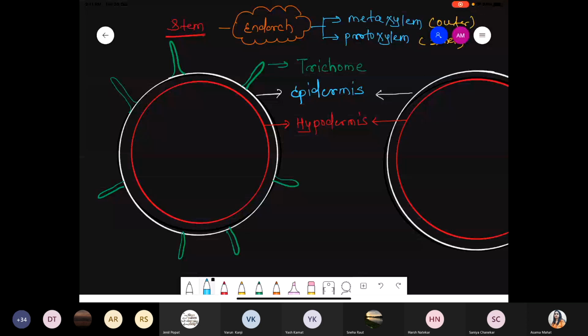In the stem, the endodermis is present inside, but such Casparian strips are totally absent. So quickly check: we have to draw the layer of the endodermis, but that layer should be in a zigzag manner. It should be wavy, like this.